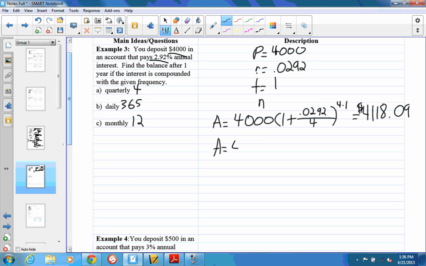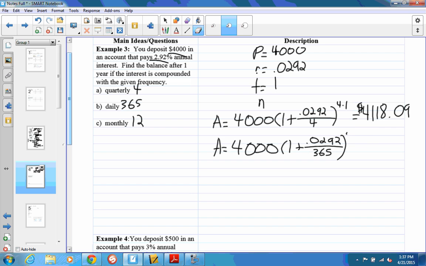All right, daily. A equals 4,000 stays the same. 1 stays the same. My rate is still 0.0292, but now I'm dividing by 365, and I'm still raised to 4 times 1. Still just doing 1 year. Oh, N times T. My bad. Good catch. 365 times 1, right?